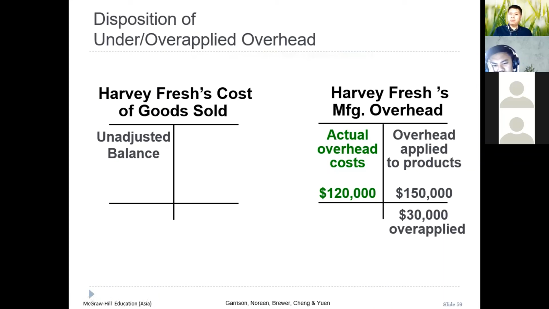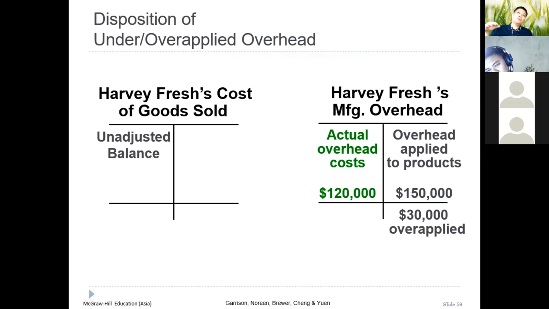Tapos as you incur actual overhead, the entry naman is to debit manufacturing overhead, credit cash or accounts payable. Okay. That is why in the end, you have to compare the two. So pwedeng may under, pwedeng over. Like in this case, there is over-applied overhead. Kasi you applied 150, the actual is just 120. And this has a credit balance. 150 minus 120, the credit side is bigger. So there is a credit balance of 30,000.